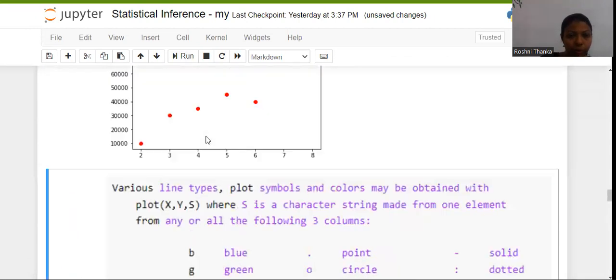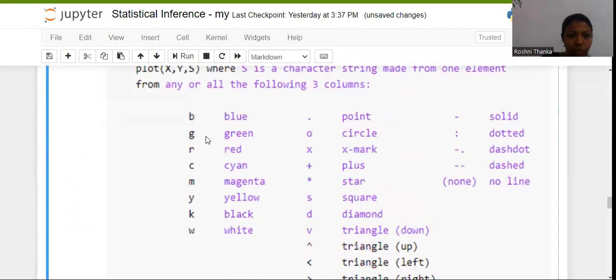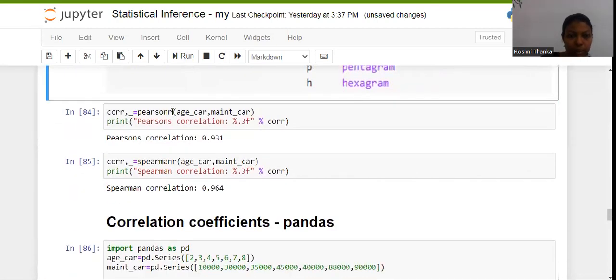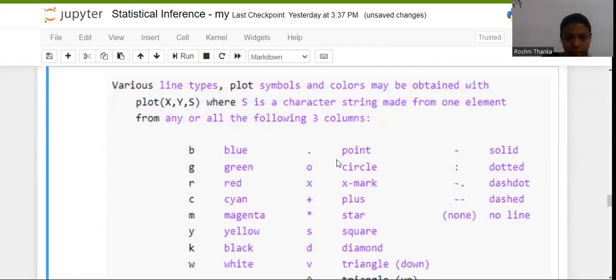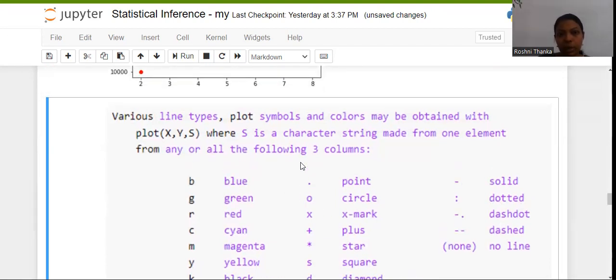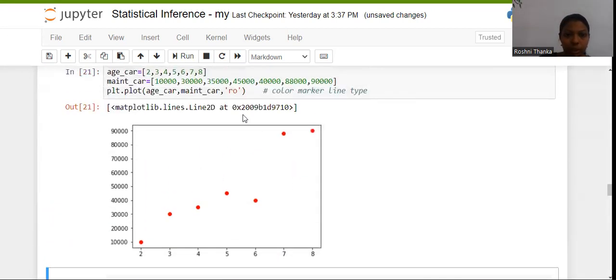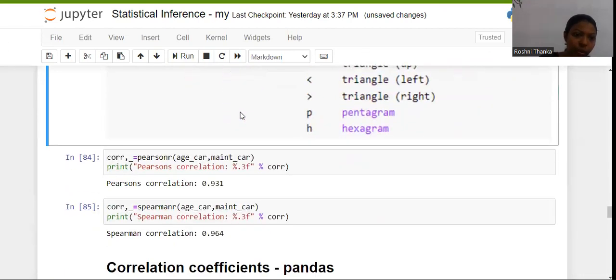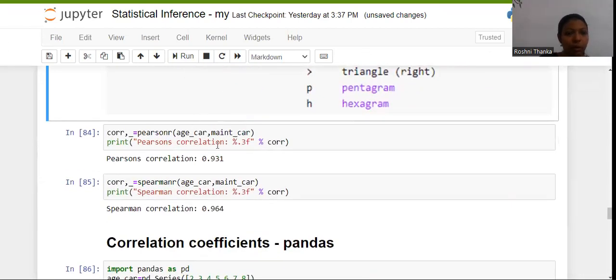Now we plotted it. Now we want to find the correlation using Pearson. So this just says the color, what type of marker you want, and what kind of line you want. These three you can combine here and give as a single string. Now, using Pearson correlation, we are going to find the correlation between these two variables, age of the car and the maintenance of the car.